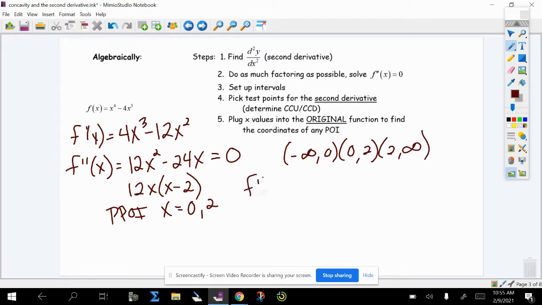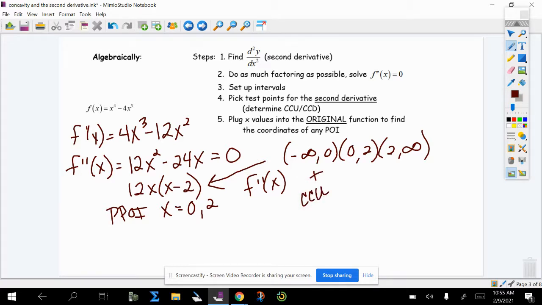But this time I am testing my second derivative. So when I put these test values in, I want to go back to the second derivative that I just found. Just like we did with the first derivative though, we're going to pick a test point, plug it in, and see if it's either positive, meaning concave up, or negative, concave down. So if I put like a -1 in here, I'm going to get a negative times a negative. That is positive, which tells me that it is concave up.